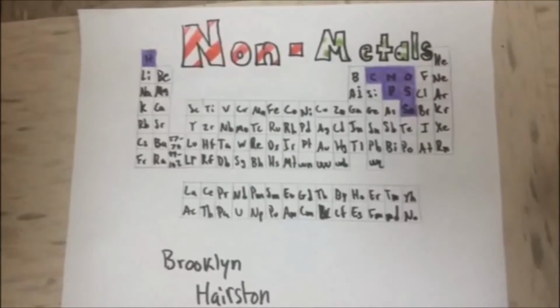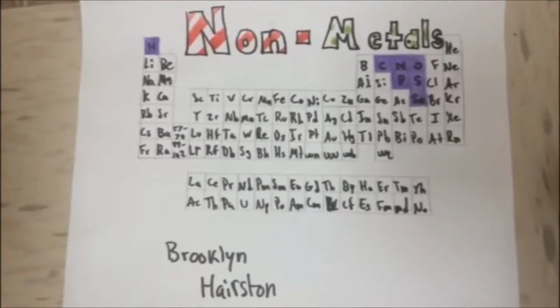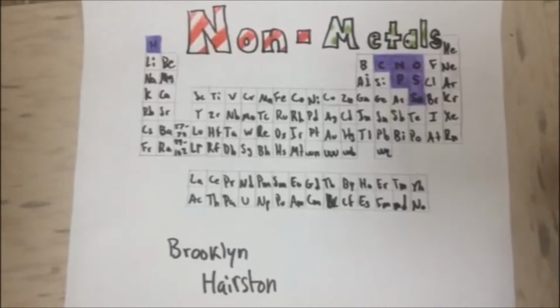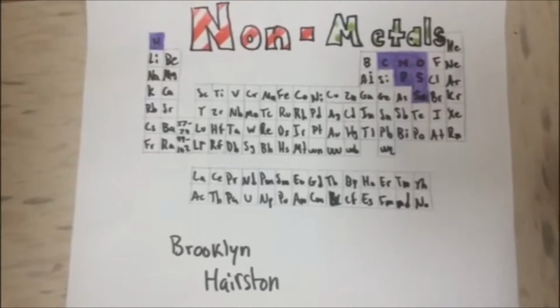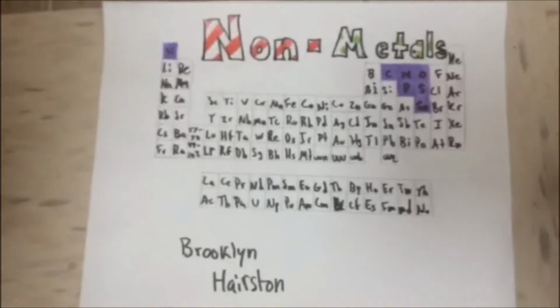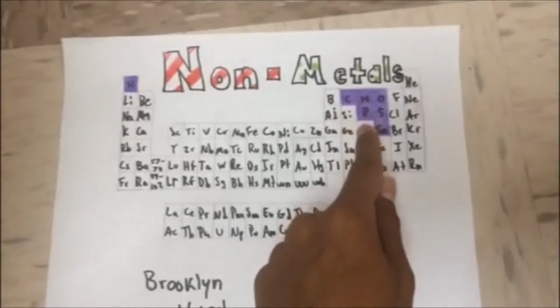This is Brooklyn Hairston. Non-metals are the family I have to talk about. The non-metal family is located on the upper right side of the periodic table. They all have 4 to 6 valence electrons with the exception of hydrogen.